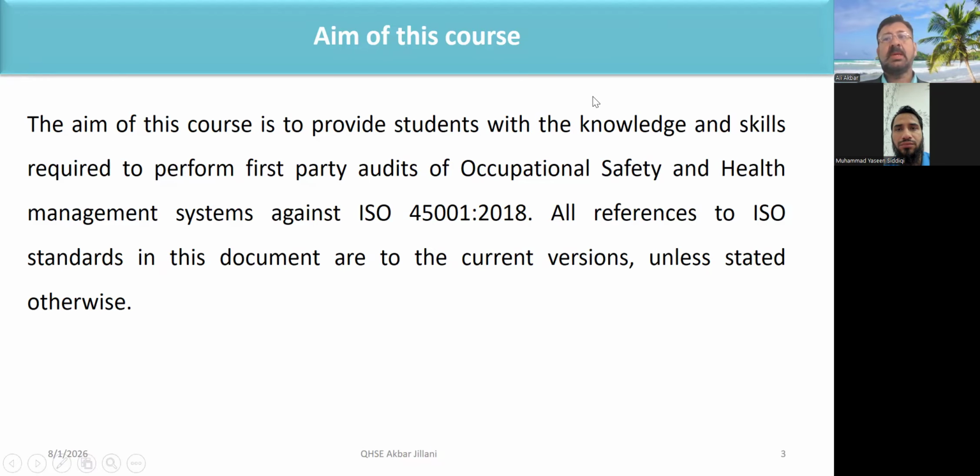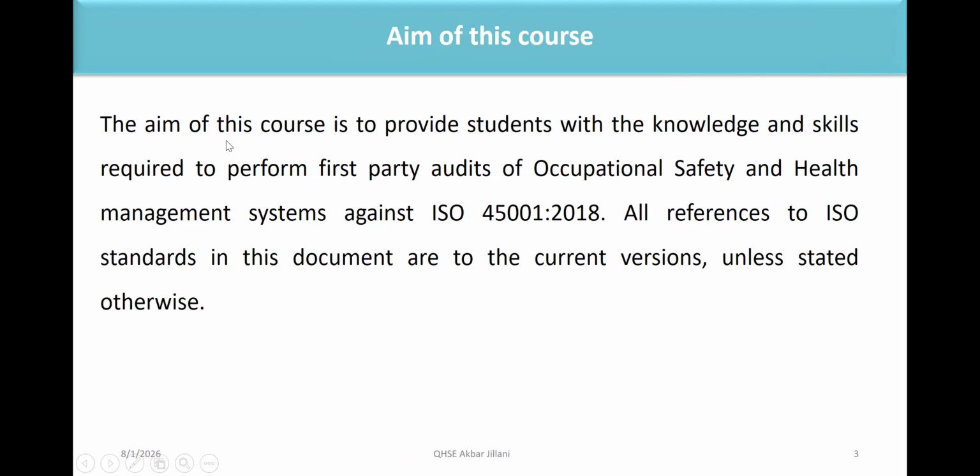So what's the aim of this course? The aim of this course is to provide students with the knowledge and skills required to perform a first-party audit of an occupational safety and health management system against ISO 45001-2018. All references to ISO standards in this document are to the current version unless stated otherwise.